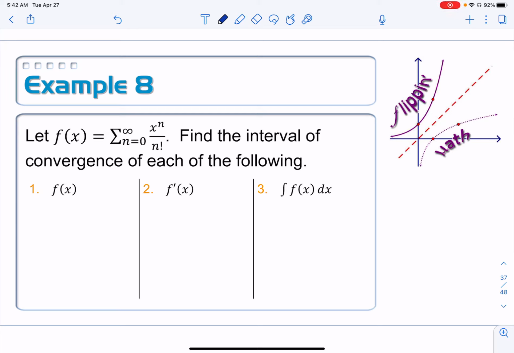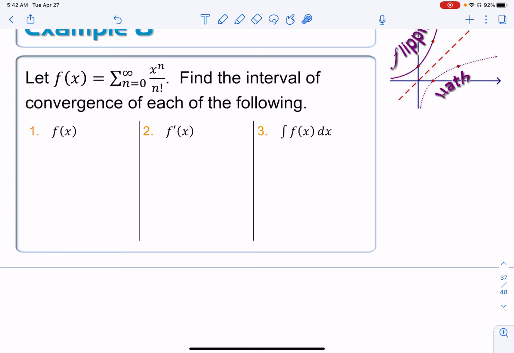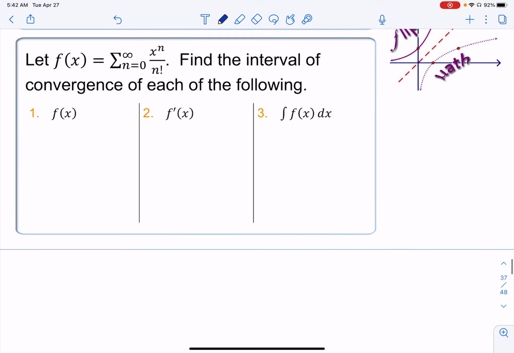Let's take a look at example 8. Let f of x equal the power series formed by x to the n over n factorial, and we want to find the interval of convergence of the original function, the derivative of that function, and the antiderivative of the function. We know that as a power series, it is both differentiable and continuous, so we can also take the antiderivative either term by term or on the generic nth term.